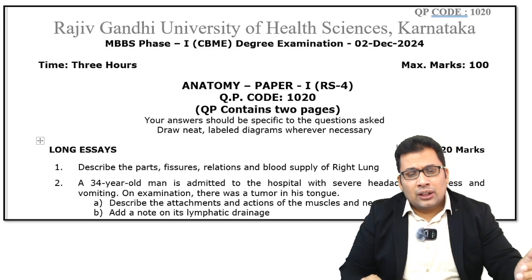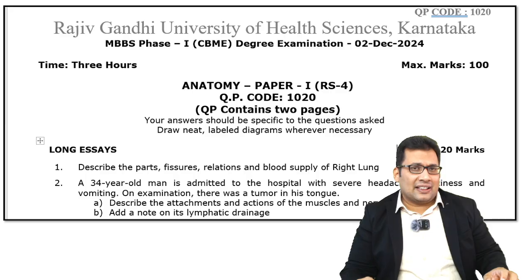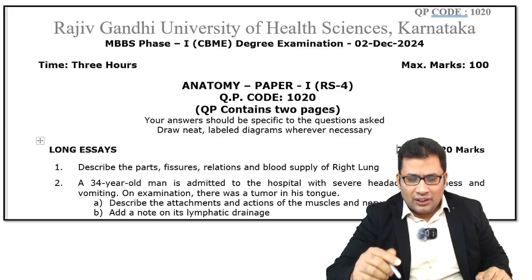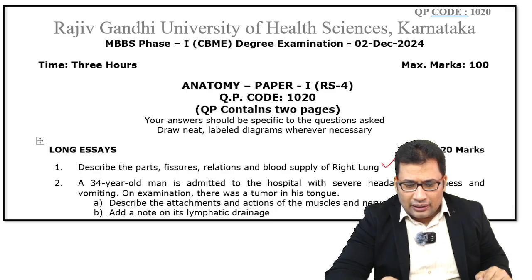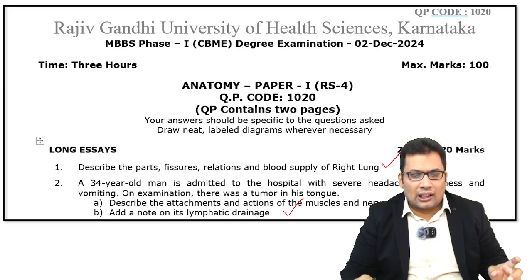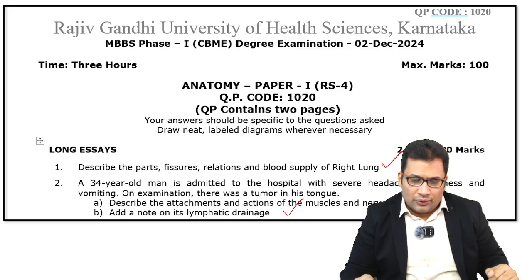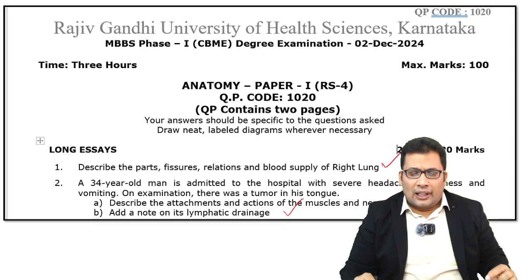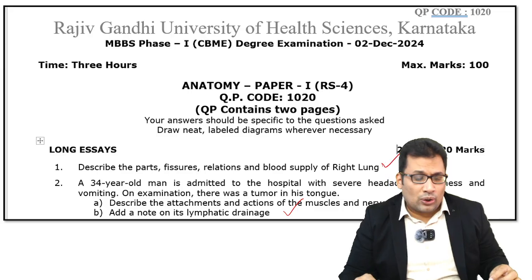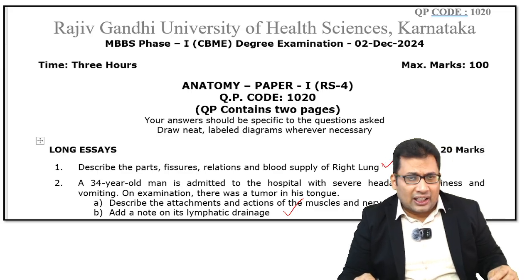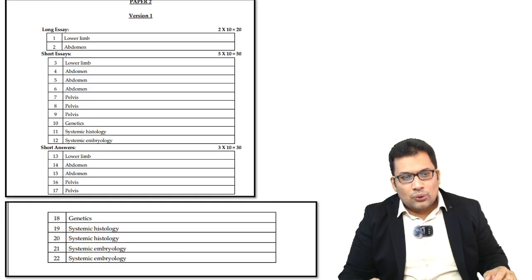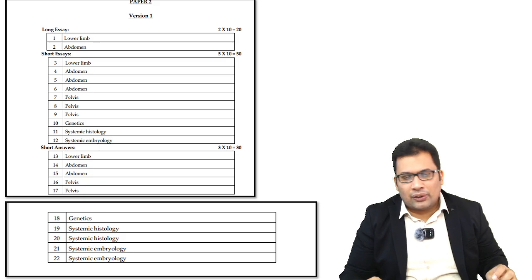This is the recent paper of your exam, December 2024, the supply exam. You can see here 1 question from the thorax, and the second question is about head and neck area, that is the tongue. Right lung and the tongue are the questions asked. What are the attachments, actions of muscles, intrinsic and extrinsic muscles, nerve supply of anterior 2/3 and posterior 1/3, and lymphatic drainage is the question asked, with a neat labelled diagram. And paper 2 again, version 1 and version 2.